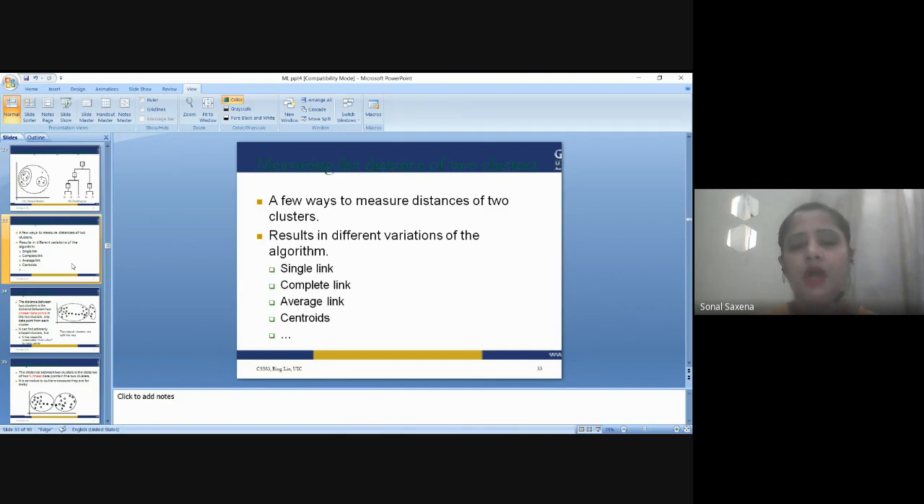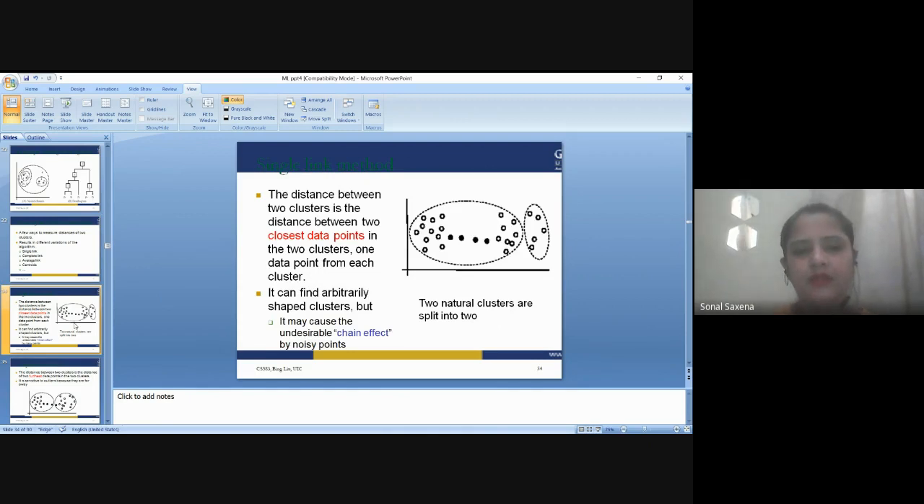Now, how can we measure the distance between two clusters? Because the point is how you are going to find that two clusters are near to each other or far from each other. A few ways to measure the distance between two clusters are: you can find a single link, a complete link, an average link, the centroids, and many other things. So let's see how single link works. The distance between the two clusters is the distance between the two closest data points in the two clusters, one data point from each.